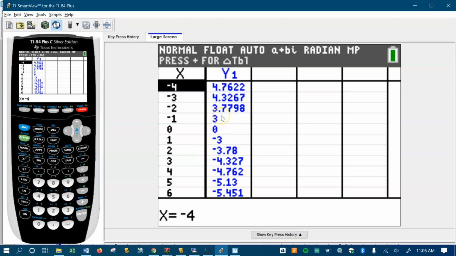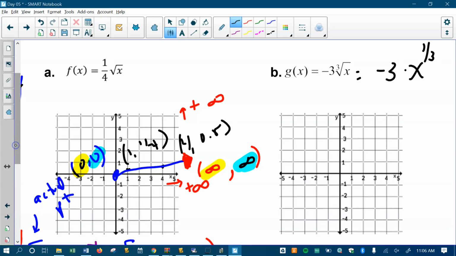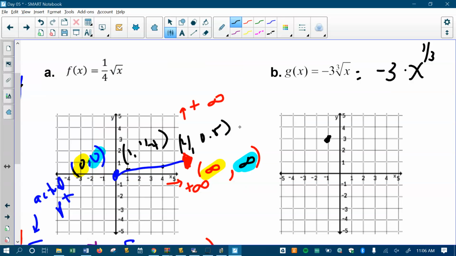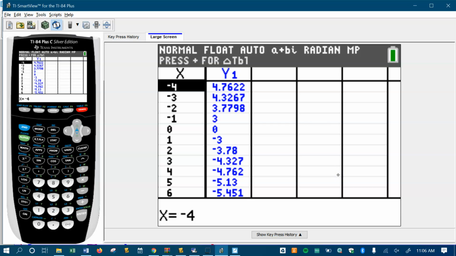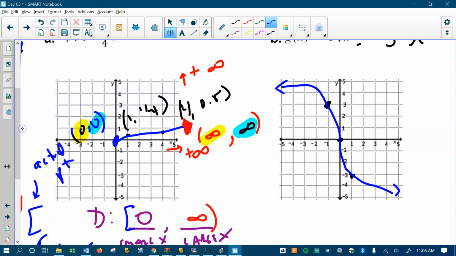It looks like I plot -1, 3, so let's plot that. -1, 3. And then let's plot 0, 0. And let's plot 1, -3. And hopefully you saw how the graph kind of starts up here like a swimmer's arm and then drops and then kind of goes like that, like an S, a backwards S. So that's the graph of it.